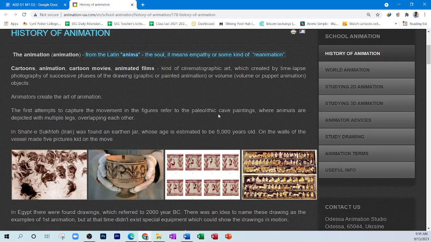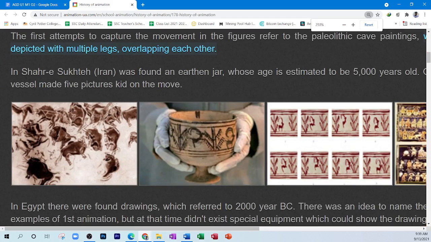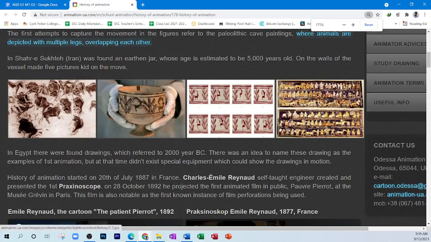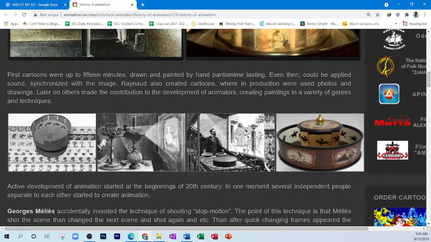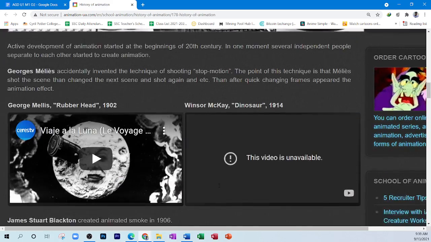Good. So going back to these Paleolithic cave paintings, where animals are depicted with multiple legs overlapping each other. This is one way those older people would have animated. They use the same drawing. So I'm not seeing it here, but what they would have done is to use the same animal, and when they wanted to perceive movement in the animal, they would have added multiple legs onto the animal.